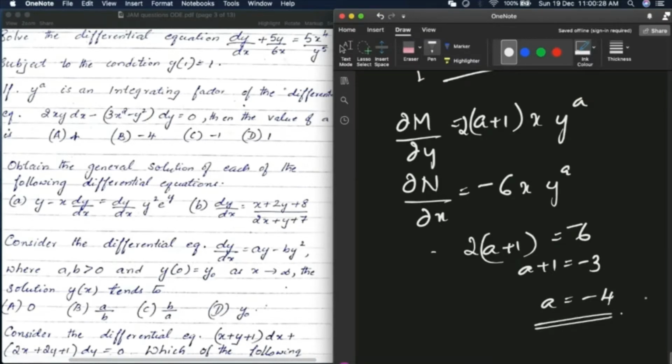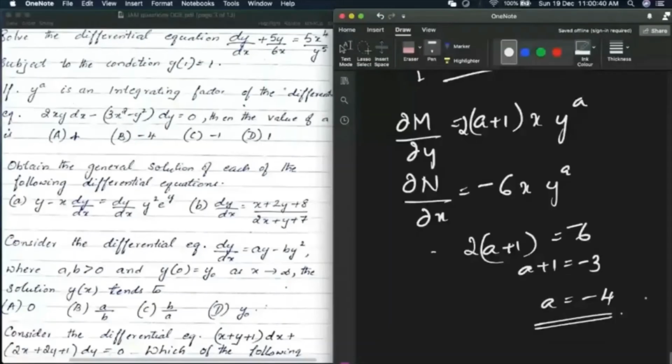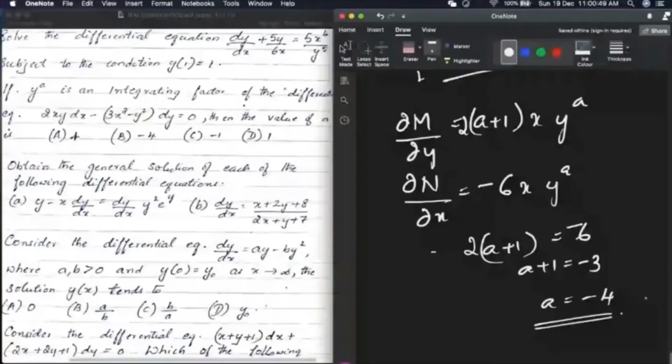Is minus 1. Clear? So here it's given as the general solution. I don't know how it came in JAM, or whether you write the entire solution as the answer there. But at least we can discuss what kind of differential equation it is, because any kind of first order differential equation can come.